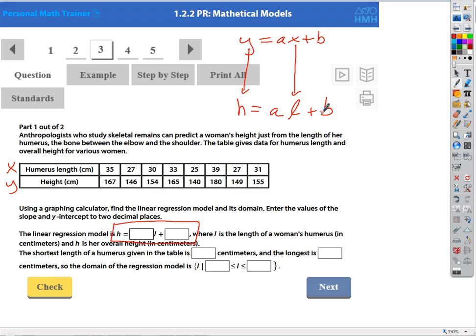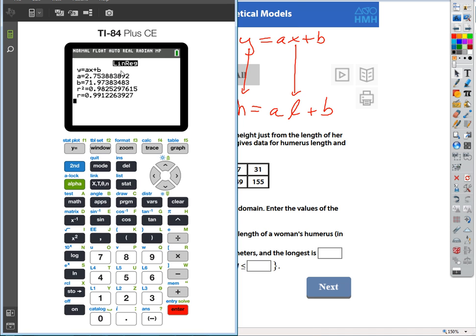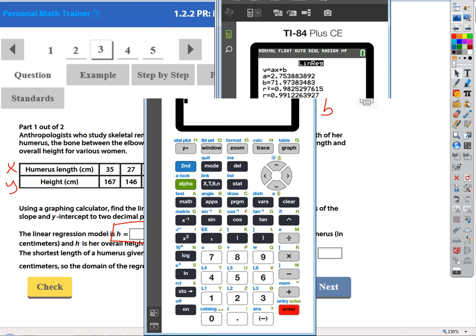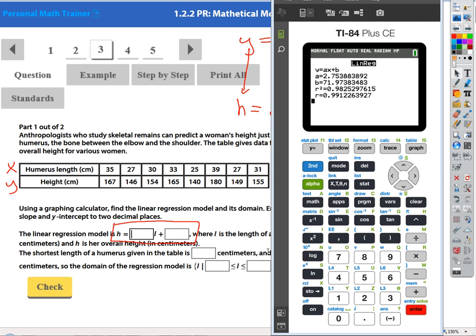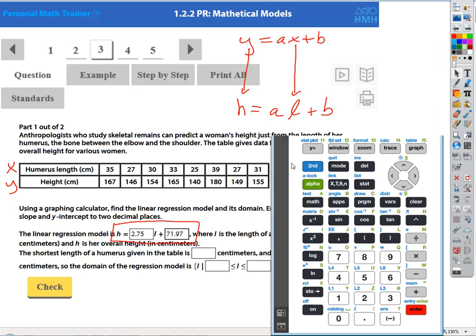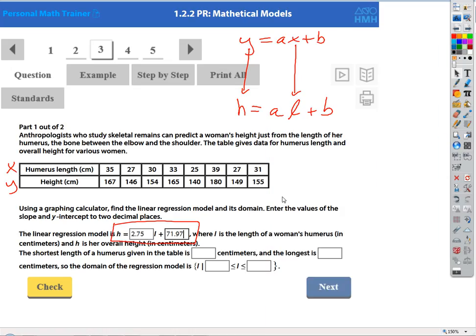So we're just going to plug in the numbers for a and b, and that's our model, right? It tells us to round to the, what, 2 decimal places? So what do we get then? H equals, what's my value? What's the coefficient of x or L going to be? What's the slope? 2.75. Good. Okay. And then what's b? 71.97. Okay. Good. There's our model.